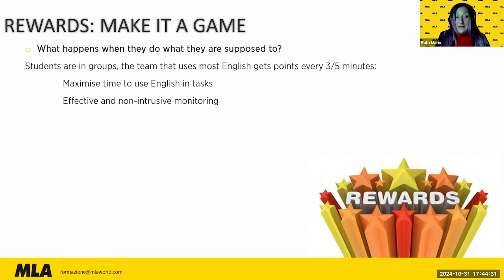I maximize time to use English in class, in tasks, and then it is effective and non-intrusive monitoring. This happens a lot. Instead of us reminding them all the time and getting frustrated, saying English, please, in English, please, we can actually have a point system. So when they see the points, they notice. And then it prevents your frustration because you know, repeating the same thing over and over again.